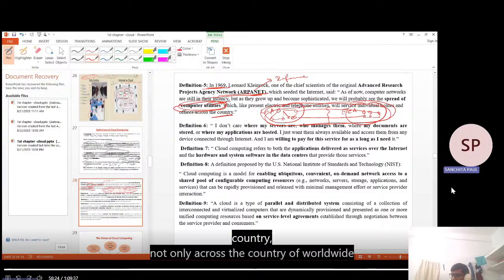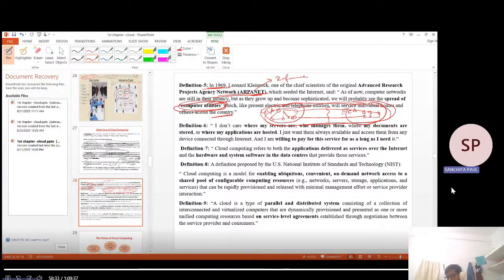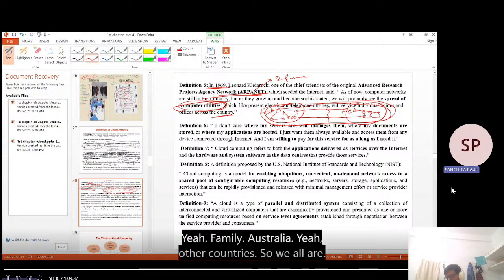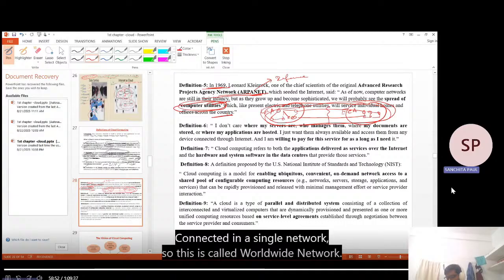Not only across the country, अभी तो हम लोग वर्ल्ड वाइड वेब माने बाहर से भी कनेक्ट कर सकते हैं. ठीक है, माने जैसे कि हम लोग अभी अमेरिका से भी बात करना, अमेरिका में आप लोग जो कजन्स वगैरह रहते हैं उनसे बात कर सकते हैं, या आपके कोई भी अगर फैमिली बाहर आउटसाइड में रहे, माने ऑस्ट्रेलिया या अदर कंट्रीज में रहे, उनके साथ आप बात कर सकते हैं. तो we all are connected in a single network. So this is called world wide network.